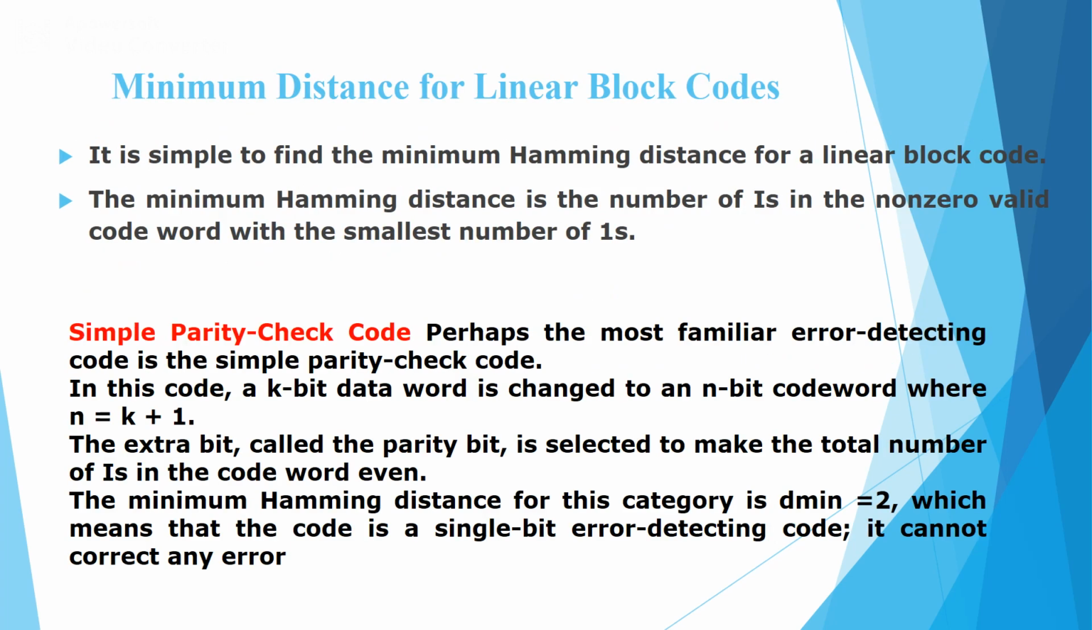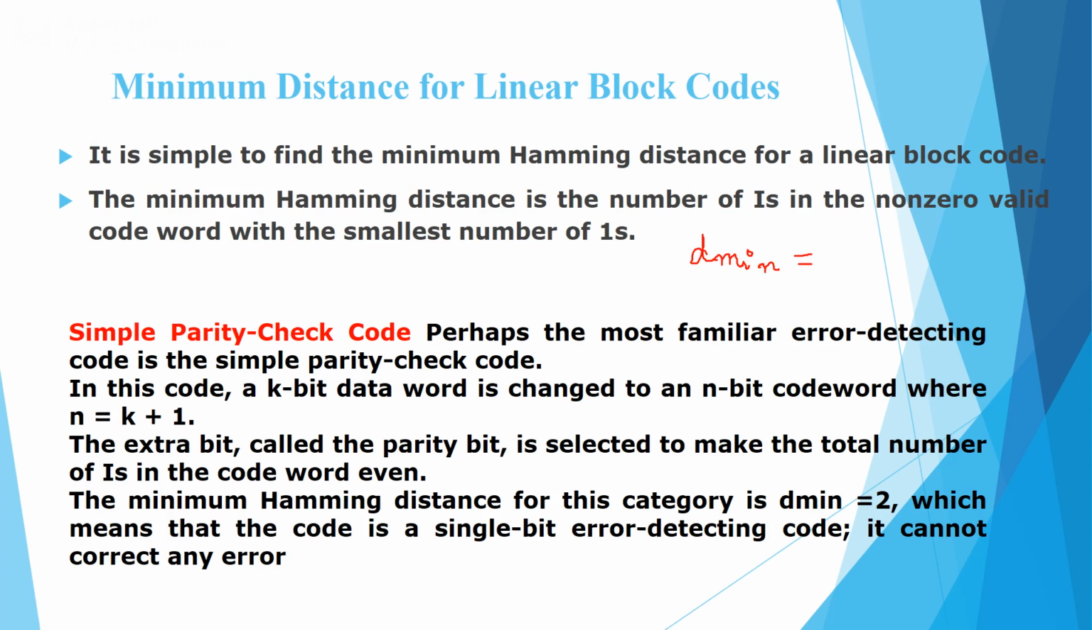Minimum distance for linear block codes. We can easily compute the minimum distance, d minimum, for a linear block code. We can compute d minimum as the number of ones in the non-zero valid code word with the smallest number of ones. From the set of code words, we compute this for all the code words, and among those, the smallest value is d minimum.